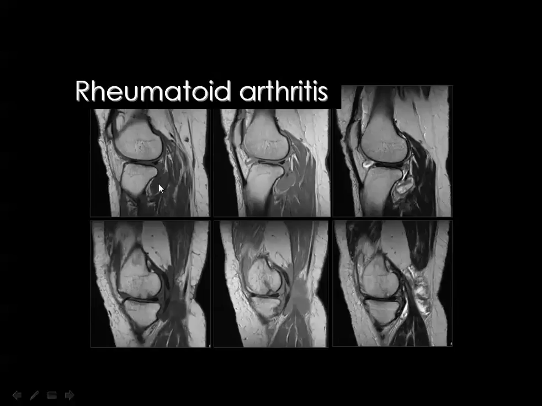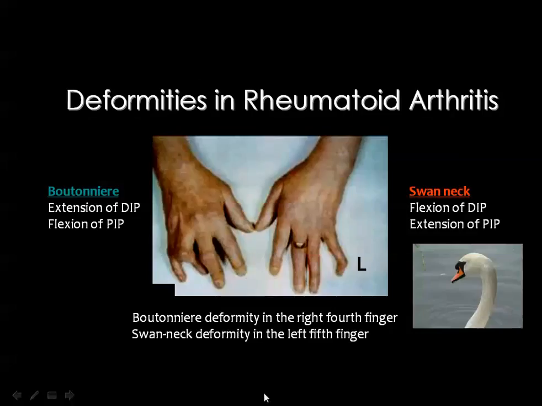This is the synovium in the T1, in the proton density, and in the T2 weighted image. And you can appreciate the degree of synovial hypertrophy and the masses in the popliteal fossa and also in this particular area. You know that there are some specific deformities in rheumatoid arthritis affecting mainly the hand.